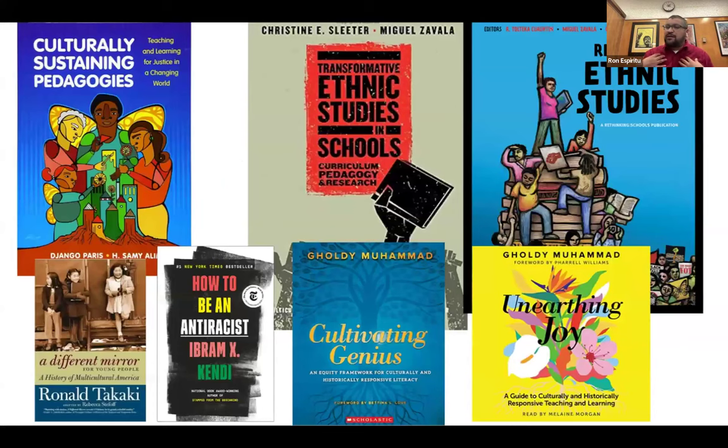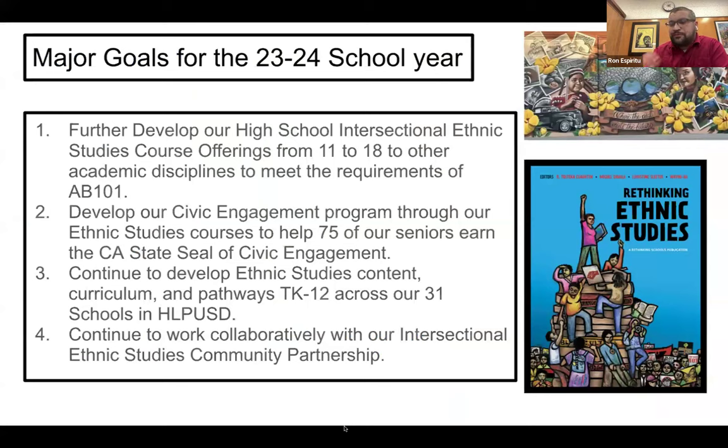What I love is reading, right? So how can we read books like Goldie Muhammad's Cultivated Genius, Transformative Ethnic Studies by Miguel Zavala and Christine Sleeter as a way to inform our work? I also have a lot of copies of the Rethinking Ethnic Studies book. If you are interested in receiving a copy, you can put it in the chat box and I can figure out how to get a copy to you. In that book, in the top right-hand corner, there are a lot of articles that can inform how we engage in this work. Araceli was mentioning AB101.